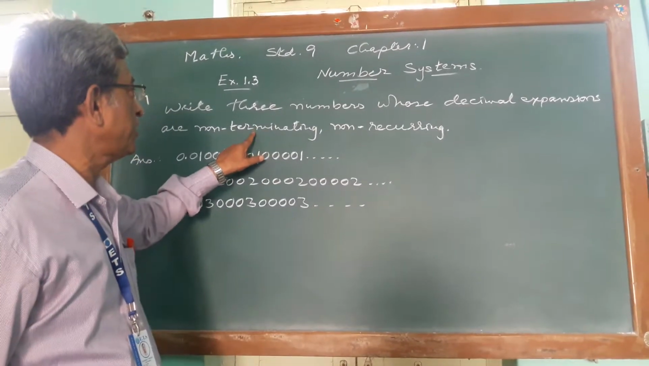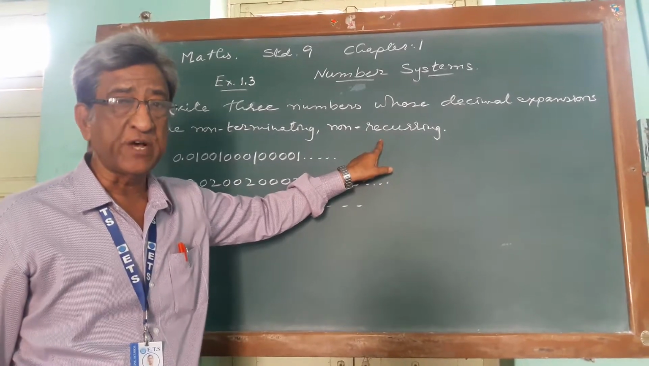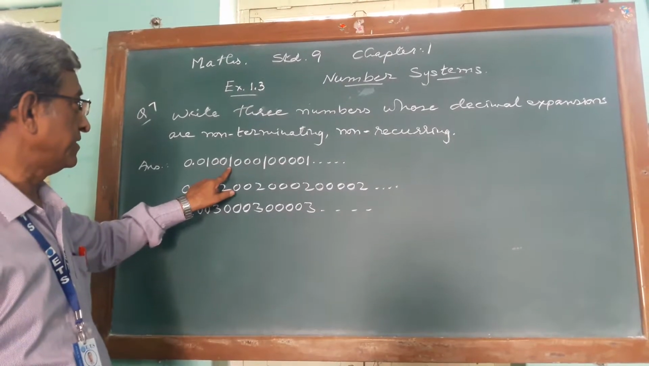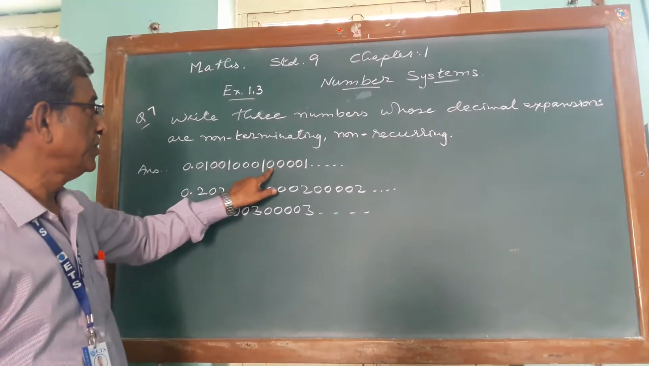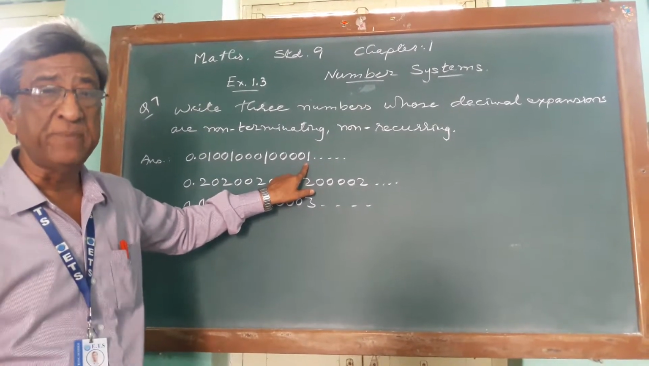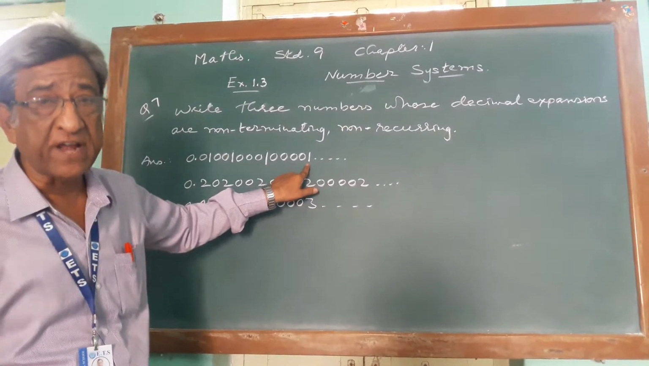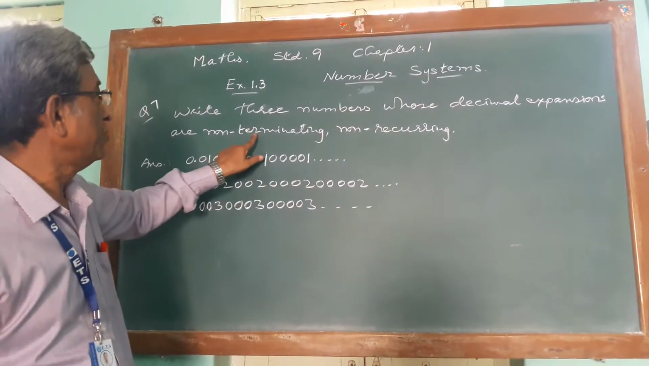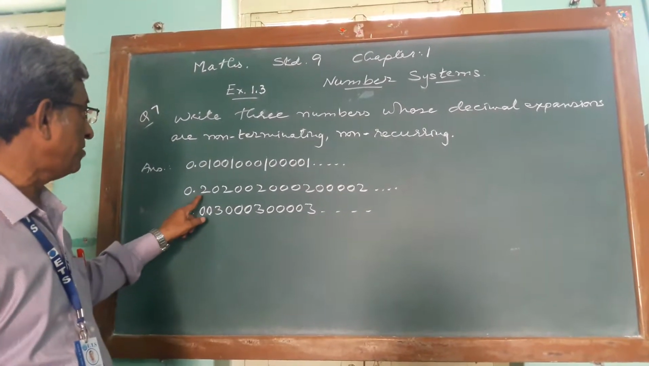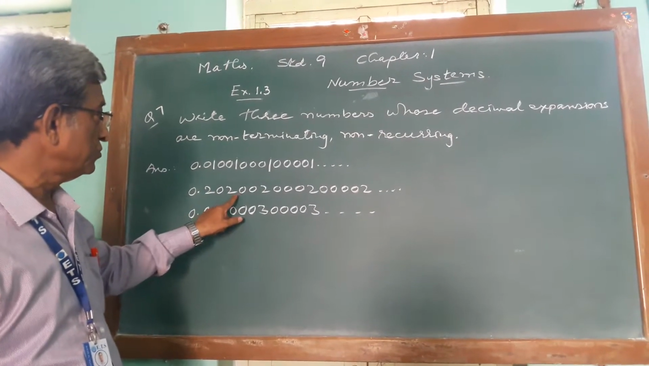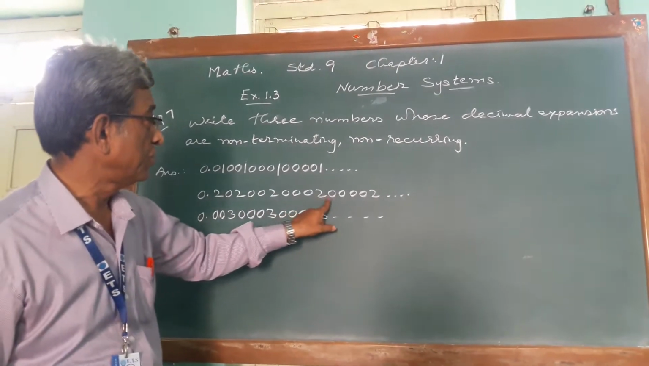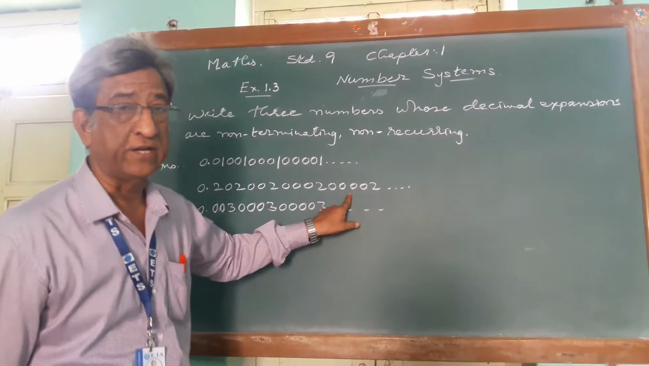which is non-terminating, non-recurring. As for example, if you write 0.010010001, here you can see that no digit is repeating again and again. Different digits are occurring. So this is said to be non-terminating, non-recurring. Another example you can take 0.2020020002. Here also you can see that no digit is repeating again and again.